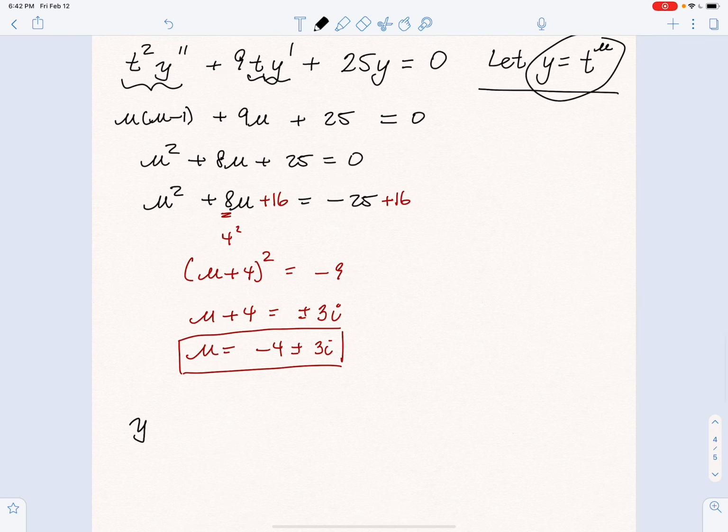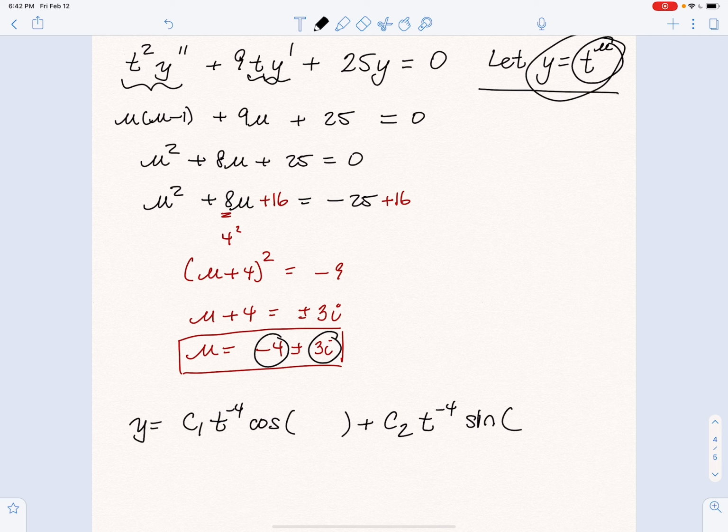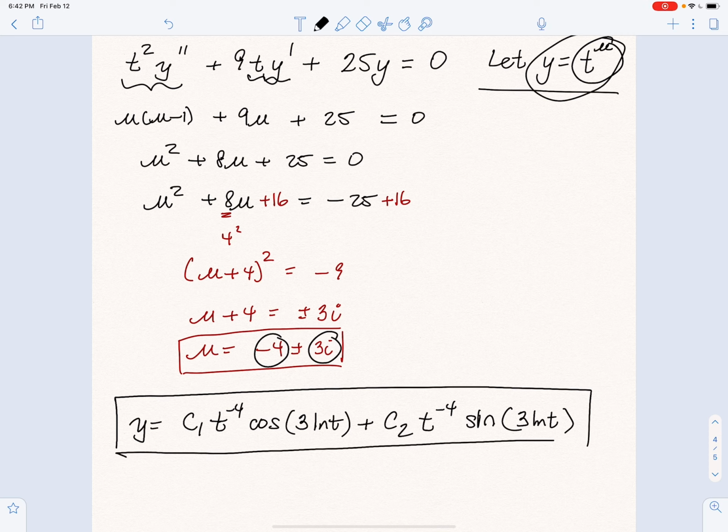So the solution is y is equal to c1, I'm going to leave some room, c2. Now, the real part tells you what happens with t to the mu. So this is going to be t to the negative 4. And the 3i tells you something that goes into the sine and cosine. So this is going to be a cosine here and a sine here. And this one's a little bit tricky. It's not 3t, it's 3 natural log of t. And that's your general solution. So there we have it.